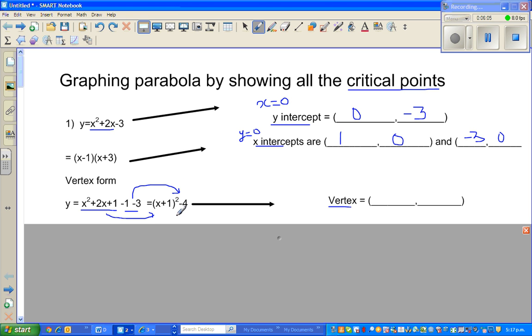If you have seen a previous video, I told you that from this I can tell the vertex. x plus 1 squared minus 4 means the basic parabola y is equal to x squared has moved 1 to the left and 4 down. So the vertex in this case should be (-1, -4). So these are the three critical points. The y-intercept is (0, -3), your x-intercepts are (1, 0) and (-3, 0), and your vertex is (-1, -4).